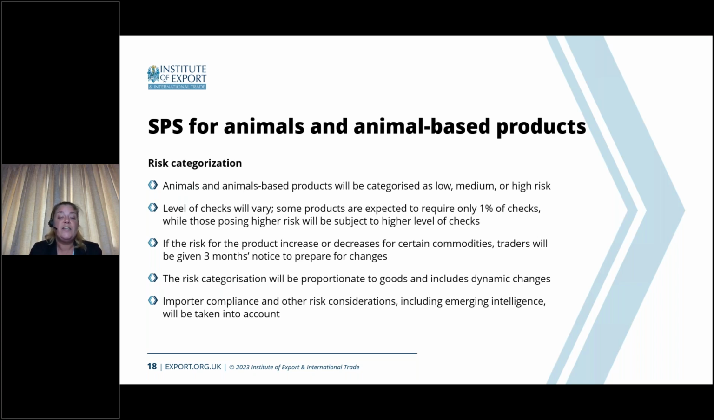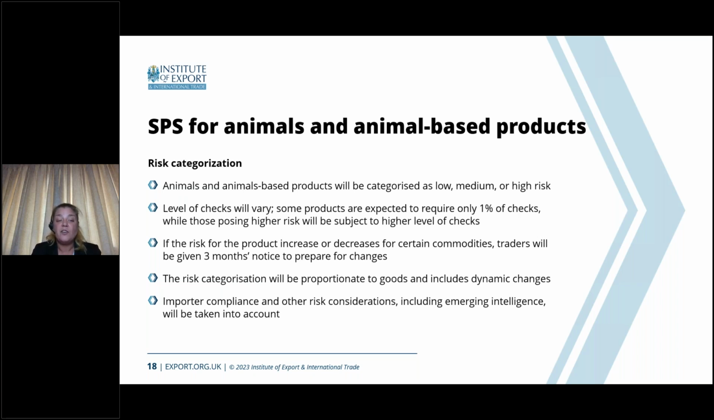So the changes that are coming through is there has been quite a change within the risk categorisation for animal products. So as part of the preparation, you need to ensure that your goods have not moved into a higher risk category. It is important to understand that it is completely the importer's responsibility to ensure that compliance is met with regards to all the certification provided, and that all of the information is provided in a timely manner.